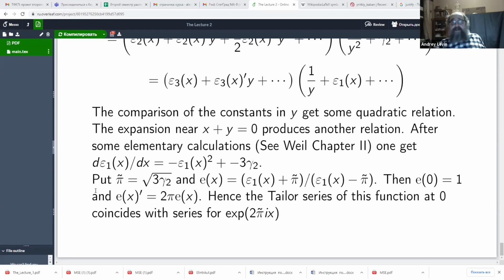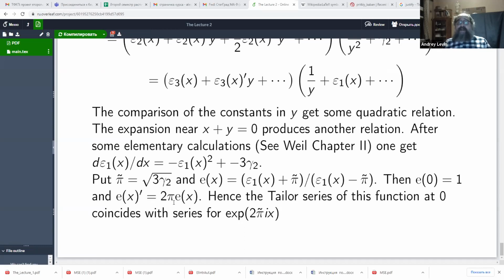Second, just by definition, e of 0 is 1. And e1 tends to infinity when x tends to 0. Okay? But now I can calculate the Taylor series of this function at 0. And from these two properties, I get immediately the series for the exponential of 2 pi tilde i x. So I get the exponential function.